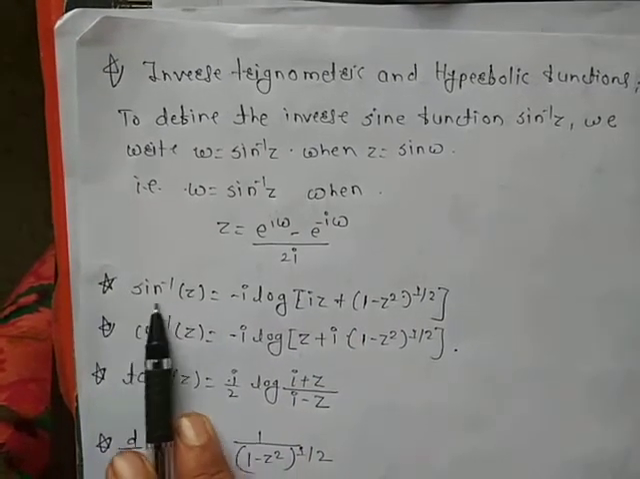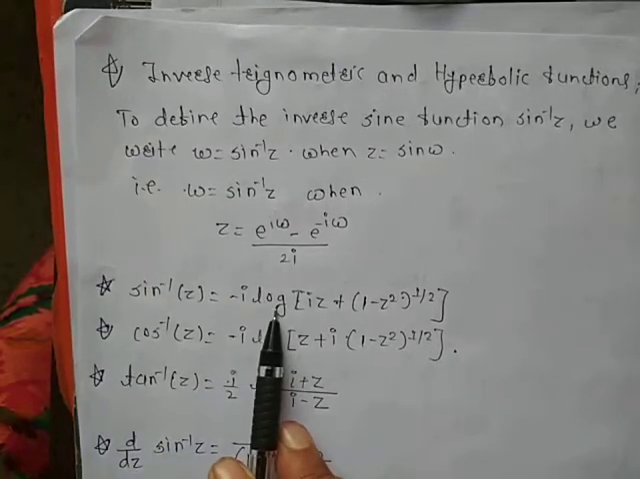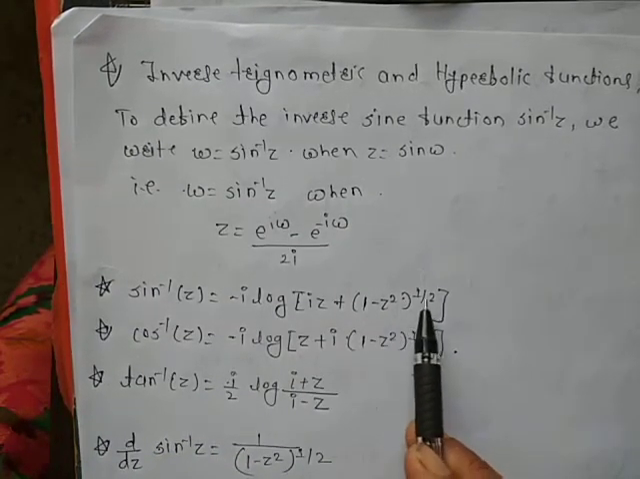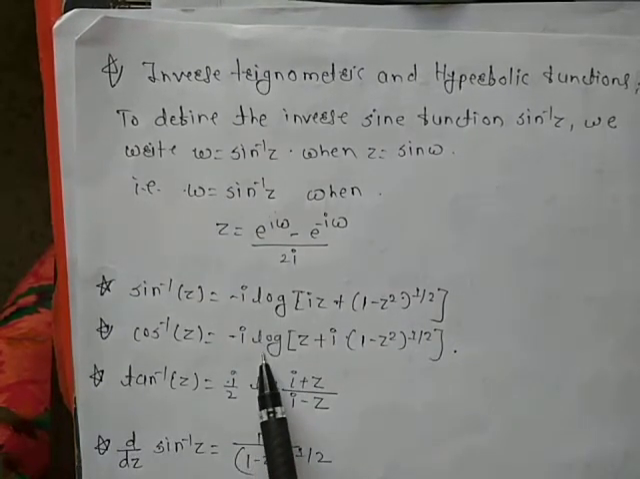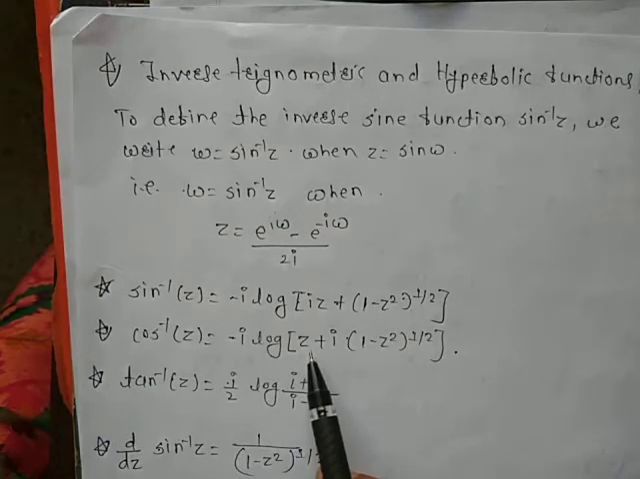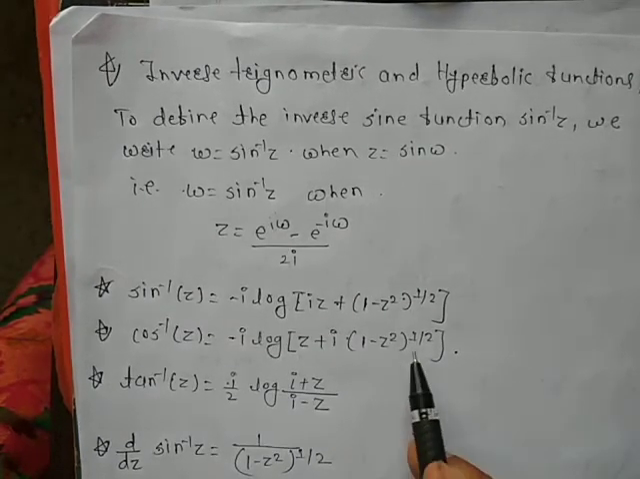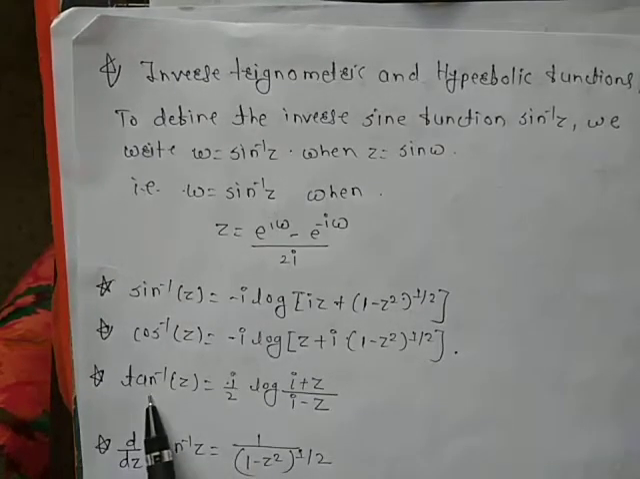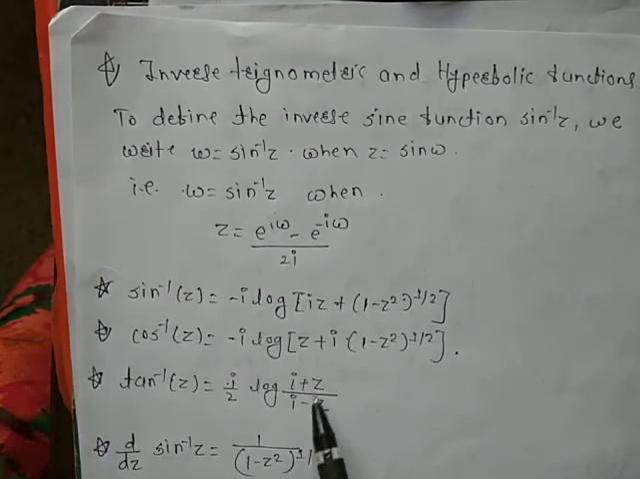There are some identities. Sine inverse of z is equal to minus i into log of iz plus 1 minus z square raised to 1 by 2. Cos inverse of z is equal to minus i into log of z plus i into 1 minus z square raised to 1 by 2. Tan inverse of z is equal to i by 2 log of i plus z upon i minus z.